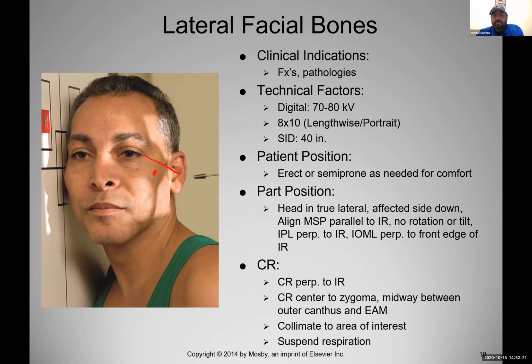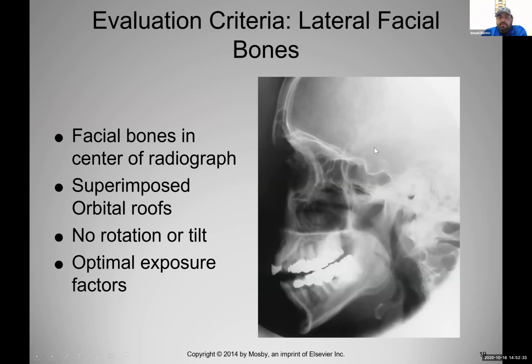All right. Once you've done that, collimate, suspend respiration. Again, we are looking at the orbit area. All right. Let's see what it looks like. All right. So we are focusing more on this orbital area there.